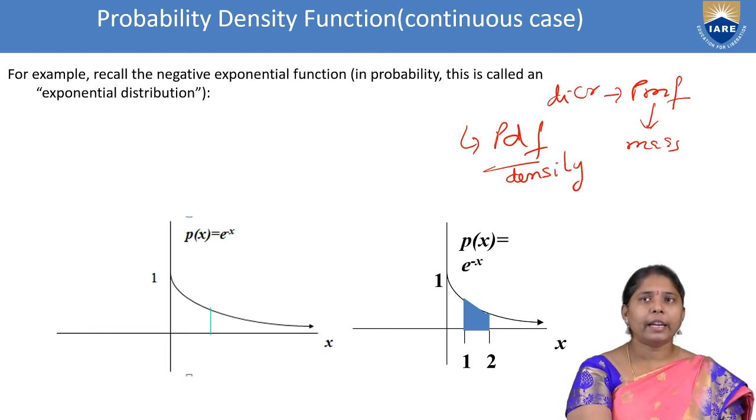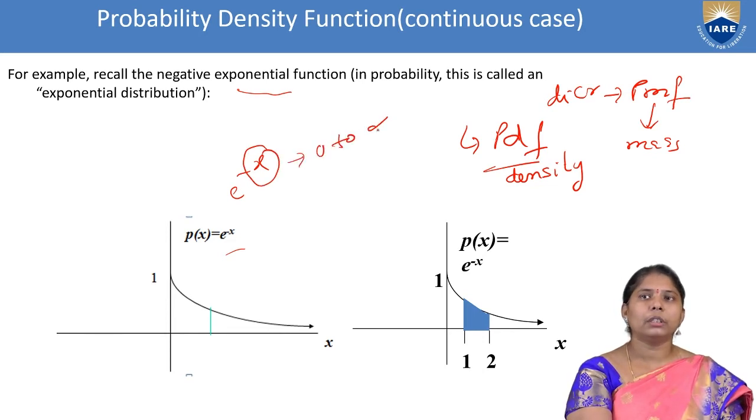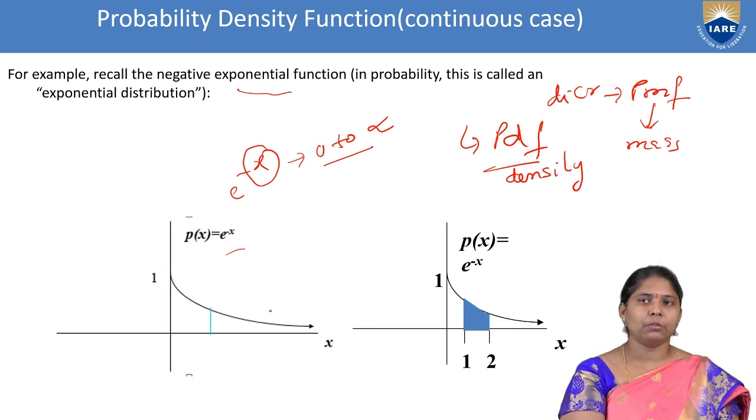We have a negative exponential function. Negative exponential means mathematically it can be written as e power minus x. So here x can take any value from 0 to infinite because e power minus x is only one-sided. One-sided means it can occupy from 0 to infinite, not from 0 to minus infinite. So x can take any value from 0 to infinite. So these values are infinite.